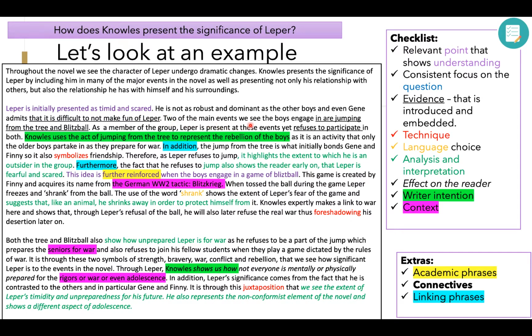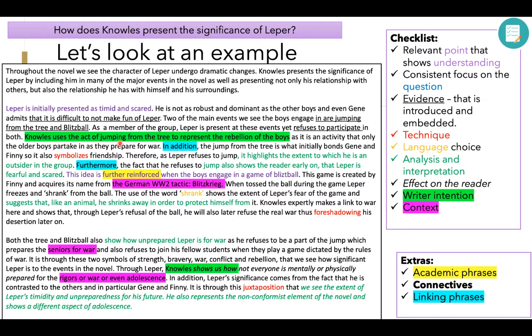So two of the main events we see the boys engage in are jumping from the tree and blitzball. Again, this is my evidence because this is from the novel, it actually happens. As a member of the group, Leper is present at these events, yet refuses to participate in both. So again, I don't remember the exact quotations, but I do know that he avoids jumping from the tree, and when he's thrown the ball, he doesn't catch it, doesn't want to be involved.